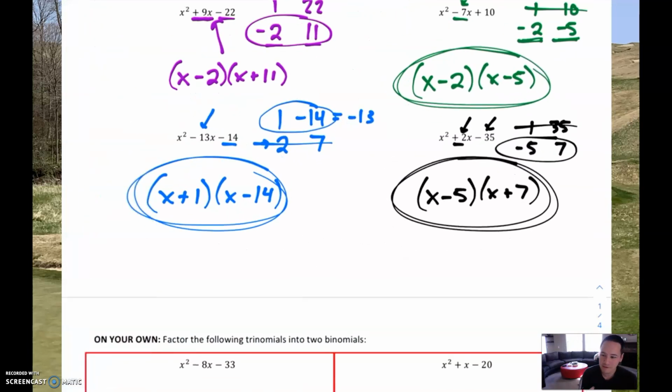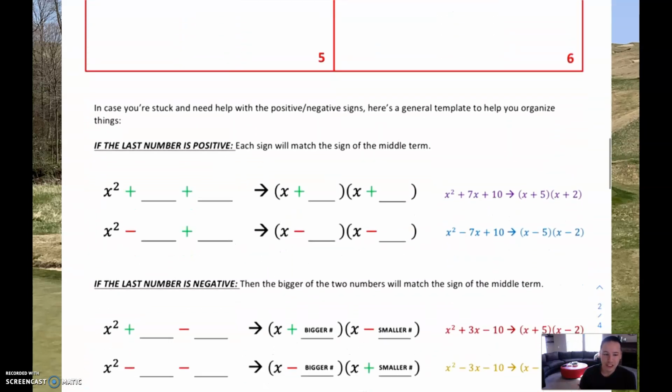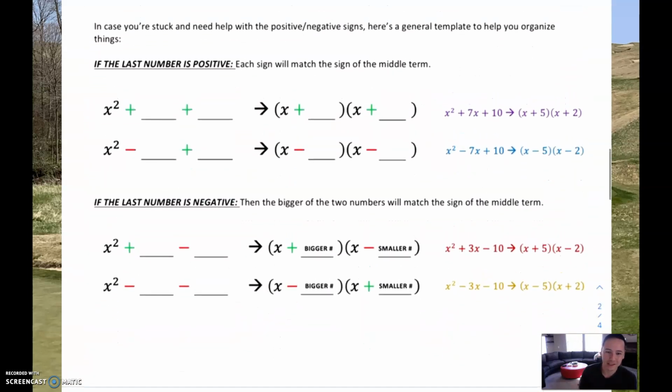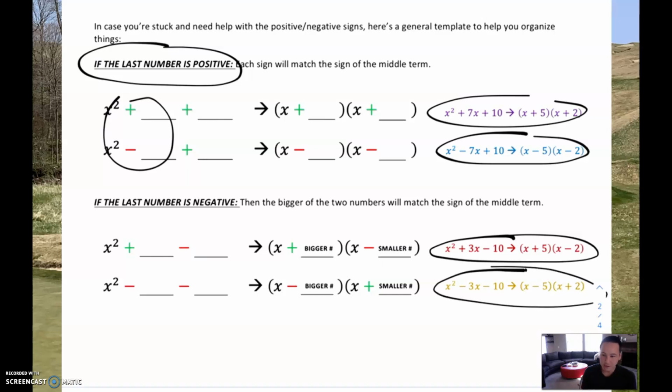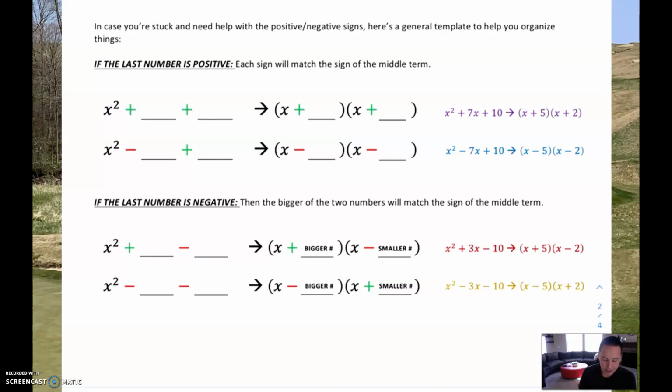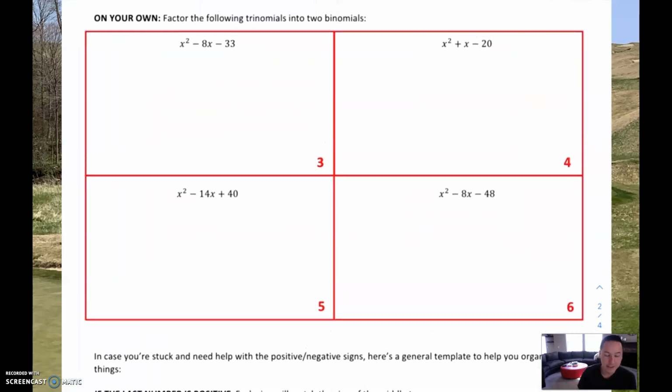So be very, very careful, especially when it comes to those negatives. I do have a little cheat sheet down here, and I'm not going to explain it so much right now, but basically you look at the last number if it's positive, and then look at the middle term, and it kind of gives you an example of how those signs go in each one. So feel free to look at that as kind of a guide if you'd like, but you can look at that on your own time and maybe use it as a reference as you are trying the ones on your own.